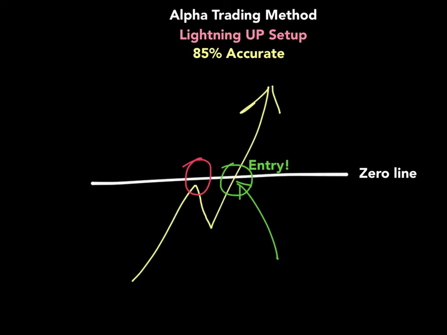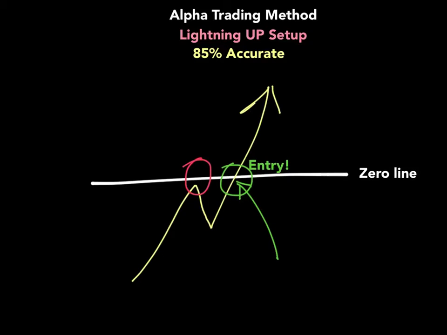The setup is not that difficult. It's really easy to identify, and it's not that hard to learn. This is the first setup for the lightning up. The setup occurs up and down, so there will be a lightning up and a lightning down. And for the lightning up, we have two variations of this setup. It will be the first one. It will be this one.